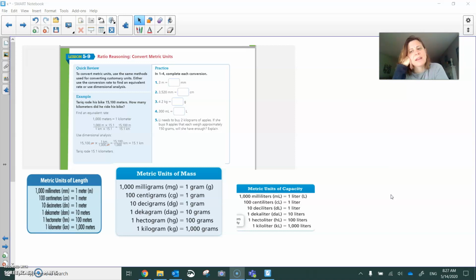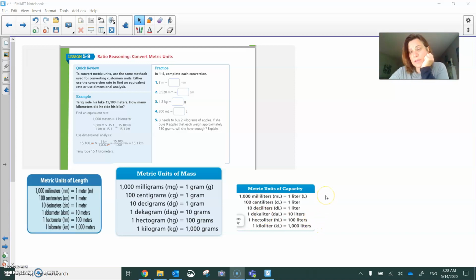The most important thing I want to tell you is that in 5-9, for example, the conversions that you need to know, you can find in the chapter itself. So in topic 9, when they're asking you about meters to millimeters, kilograms to grams, milliliters to liters, these are all metric units of length, mass, and capacity that were listed in that chapter. So if you have the book, turn the book pages back to 5-9 and you'll find these three things. That's where I grabbed them from.